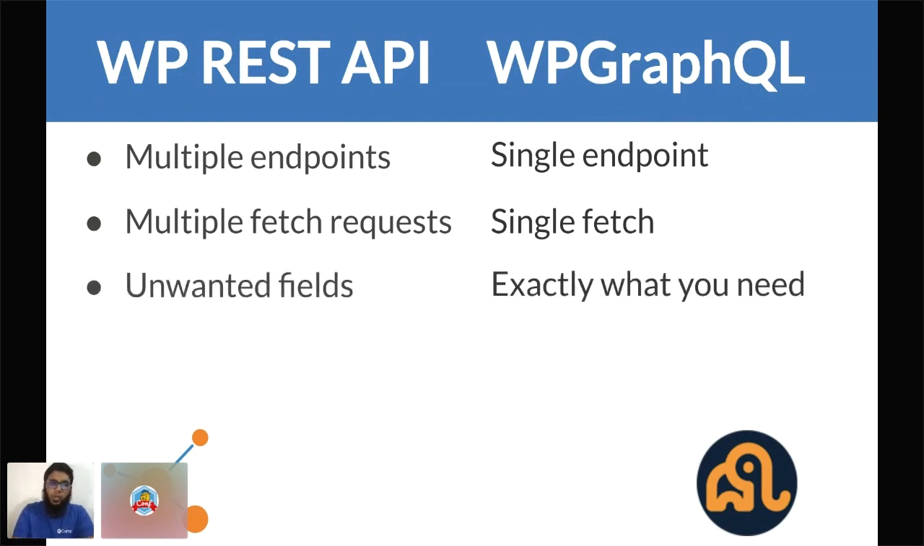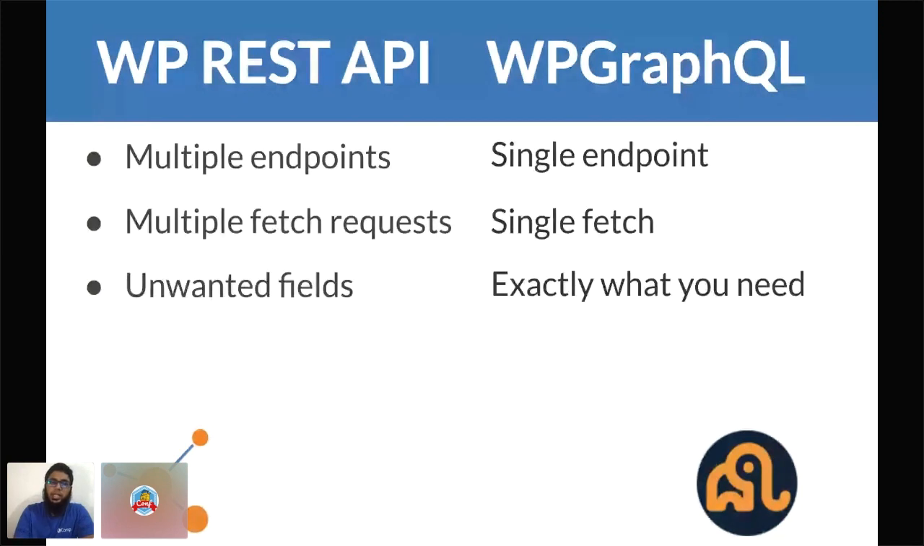With the REST API, you would get unwanted fields. For example, if you fetch posts and you want only the title and content, you would also get the excerpt, the published date, the featured media ID, and so on. But with WP GraphQL, you get exactly the fields that you want. So it's also less load on your server. It is cheaper, faster and less load on your server.